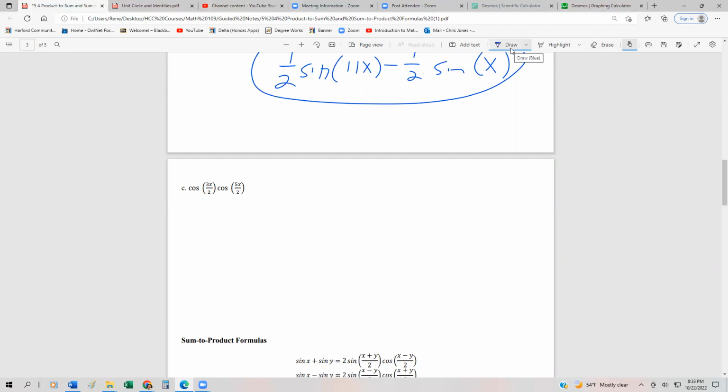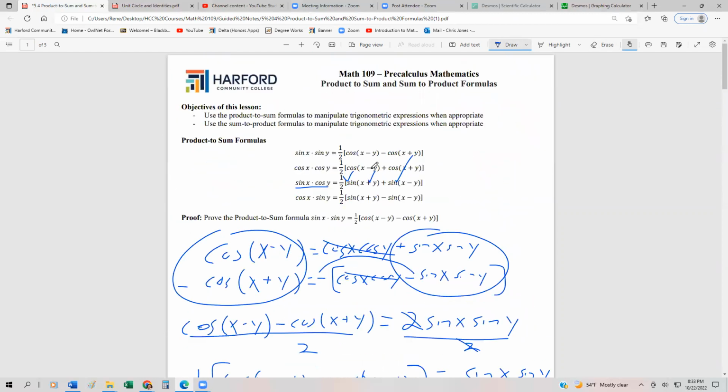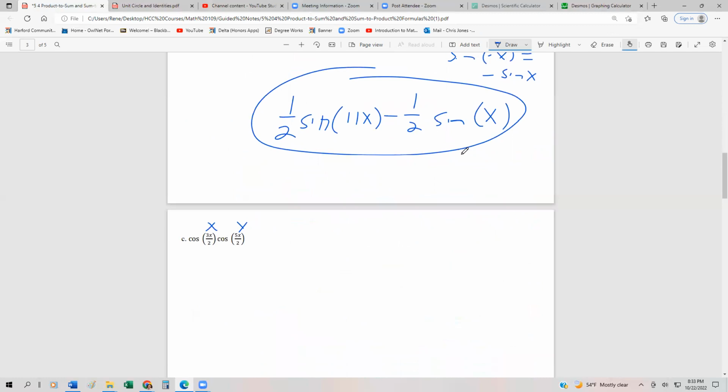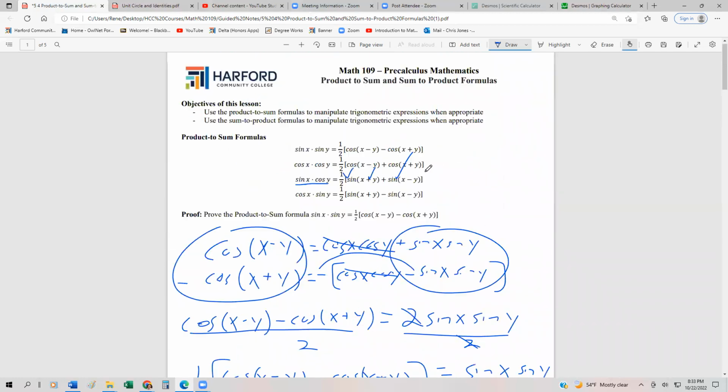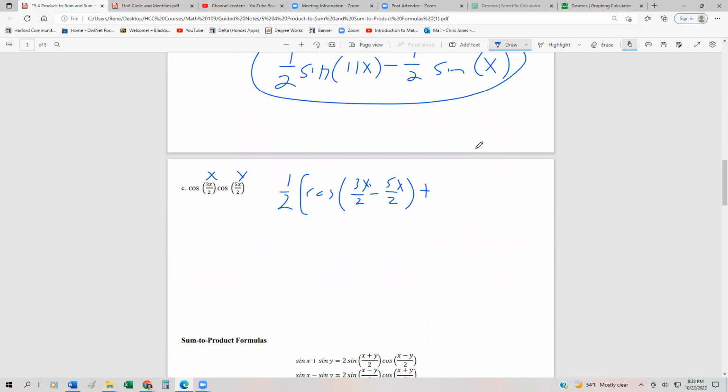And again, think of 3x over 2 as x. Think of 5x over 2 as y. We go up to the top. We find that cos cos is 1/2 cos x minus y plus cos of x plus y. Right. So we're going to have 1/2 quantity cos x minus y, so that's 3x over 2 minus 5x over 2. And then if we look at our formula again, plus cos x plus y. Okay, so that's going to be plus cosine of 3x over 2 plus 5x over 2.